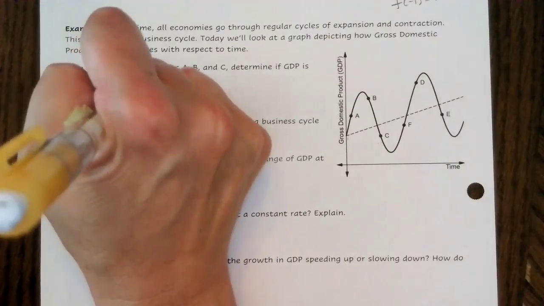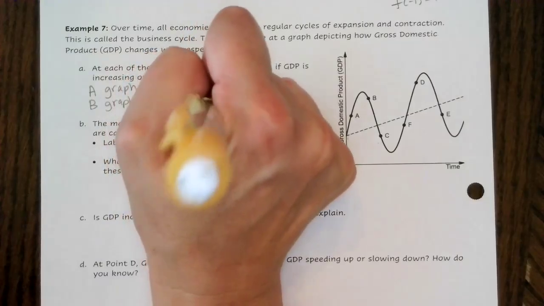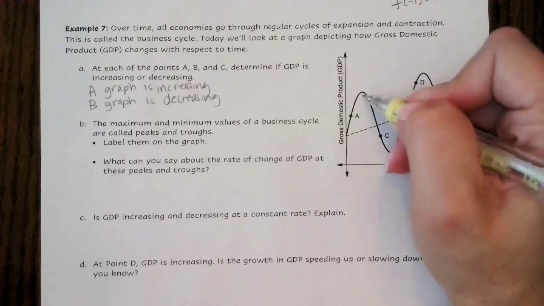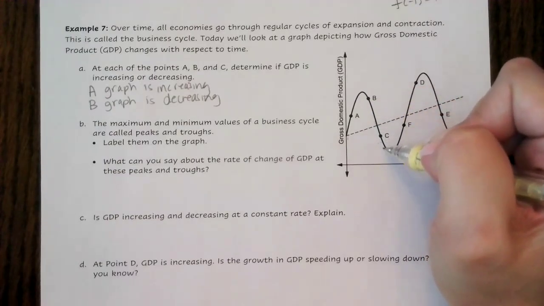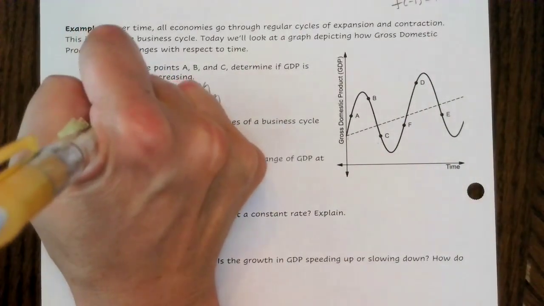At point B, the graph is decreasing because it hits my top part here and it starts to go down. So we are going down here, so this is decreasing. It continues to decrease until it gets to this point. So at point C, the graph is decreasing as well.